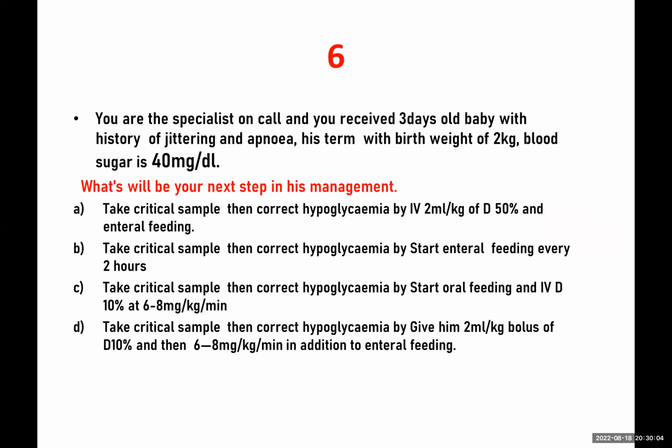I think this question is about hypoglycemia, and Dr. Basheer Waseela covered all the hypoglycemia with many cases. I can skip this question.